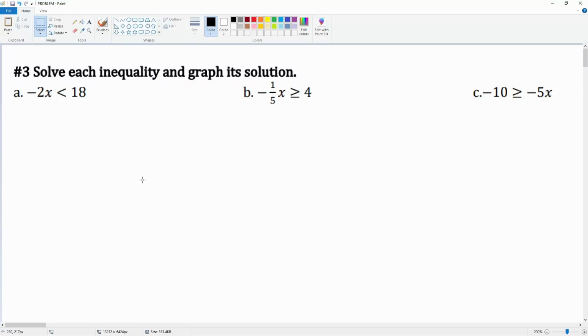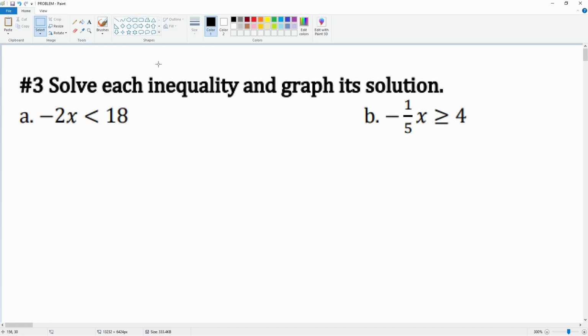Section 5, number 3, you're going to solve each inequality and graph its solution. So for A, we have negative 2x is less than 18. This is attached via multiplication here, so let's just divide by negative 2 to both sides. This cancels, leaving you with just an x. But when we divide by this negative 2, the inequality flips because again, we're dividing by that negative 2. 18 divided by negative 2 is negative 9.